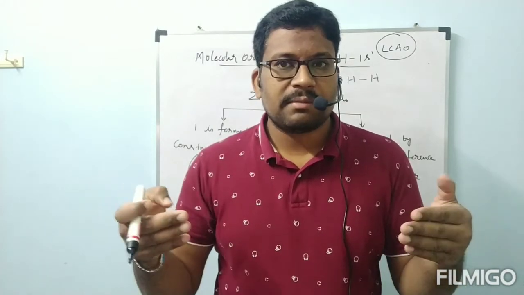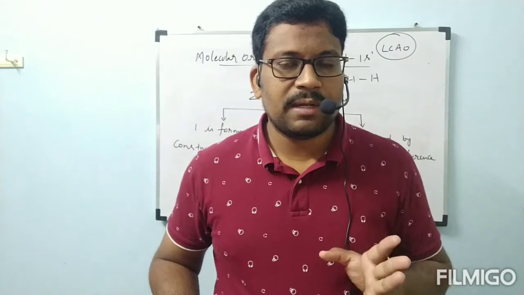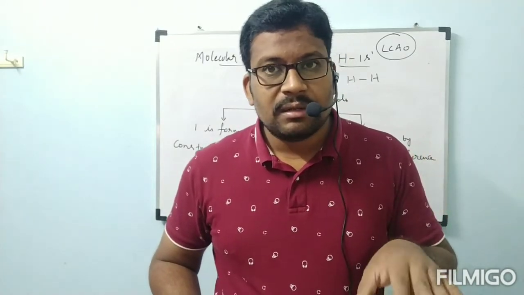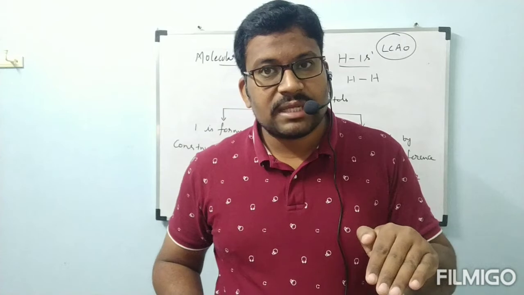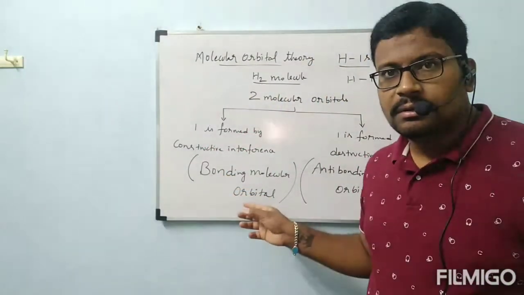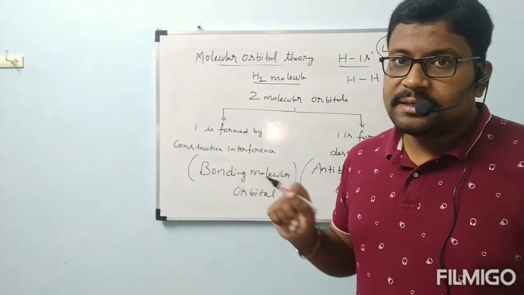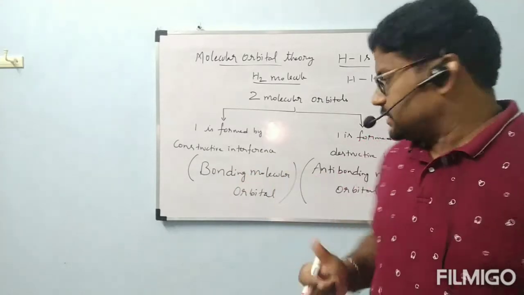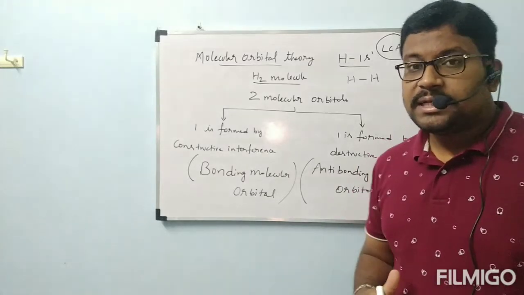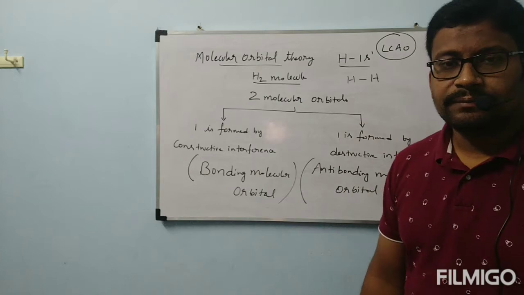Next, the orbital which is formed by constructive interference. When two atomic orbitals undergo constructive interference, they will result in one molecular orbital. That molecular orbital which is resulted by the constructive interference is called bonding molecular orbital. Next, the molecular orbital which is formed by the destructive interference is called anti-bonding molecular orbital.